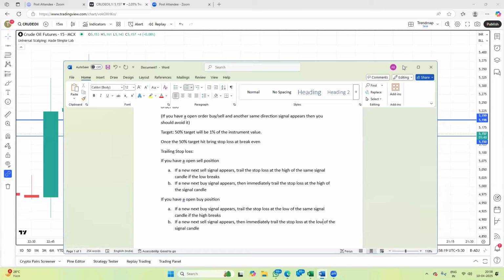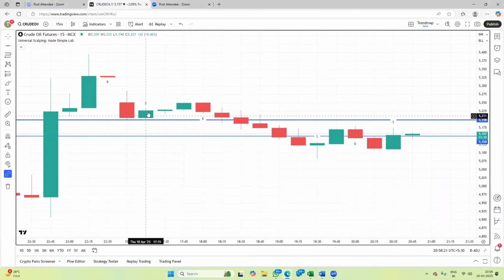That means what? That means when you are in a sell position and a new sell signal appears, unless this low breaks, you will not trail the stop loss. Clear? Yes, sir.